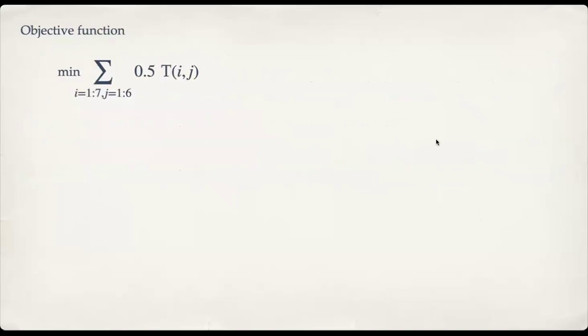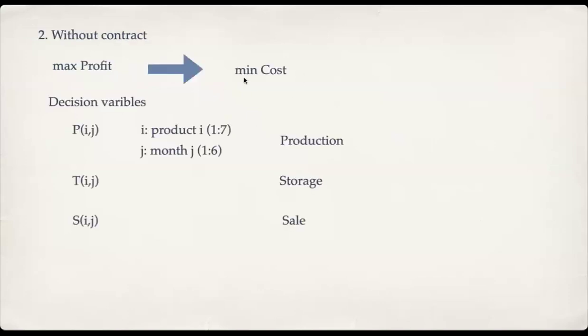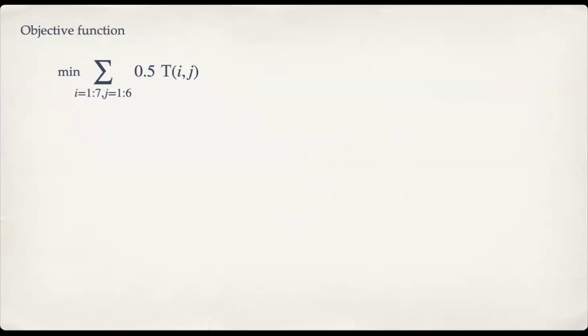And now we look at the objective function. In this case, we minimize the cost, right? Maximize profit equals minimize the cost. And the cost is 0.5 times what you store in each month. Then you can formulate the problem, this objective function, and all those constraints.